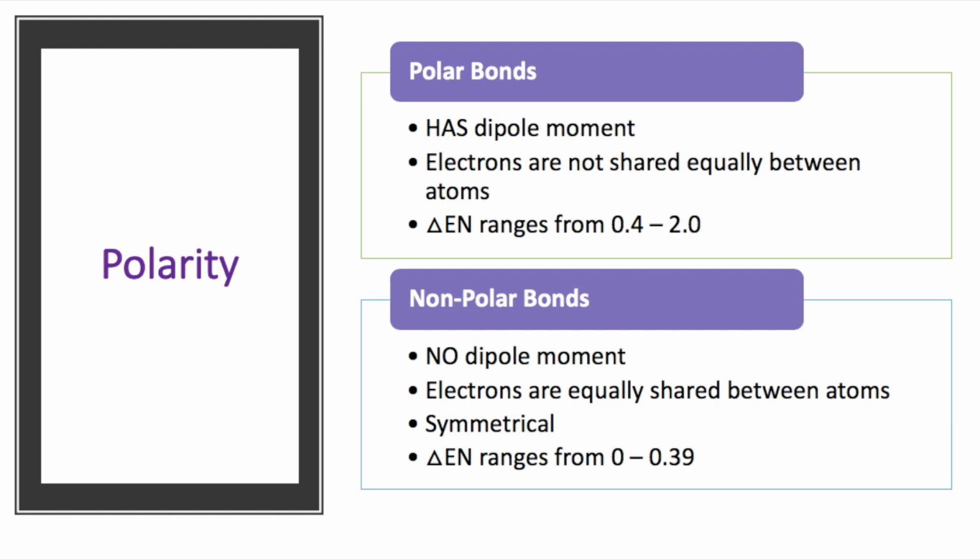Polarity is the distribution of electric charge over atoms joined by a bond. A bond is considered polar when there's a dipole moment present and electrons are not shared equally between atoms. The change in electronegativity values ranges from 0.4 to 2. Non-polar bonds have no dipole moment and electrons are shared equally between atoms. Non-polar molecules like methane, which has a chemical formula of CH4, are symmetrical. Change in electronegativity values ranges from 0 to 0.39.